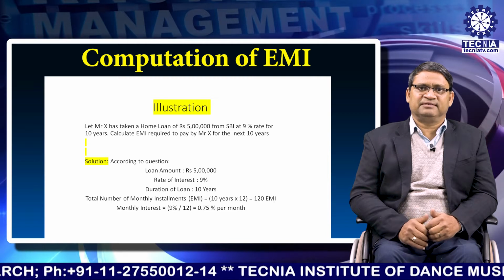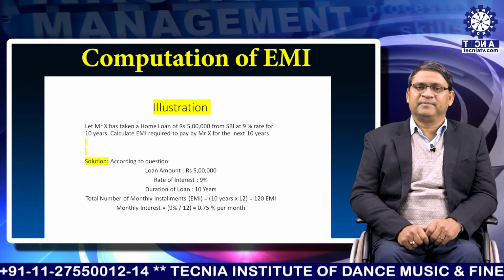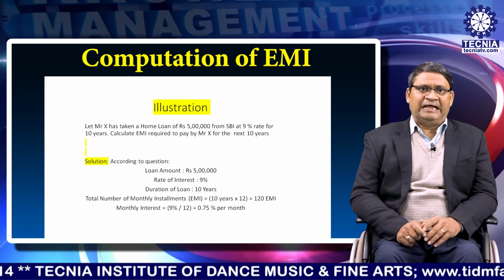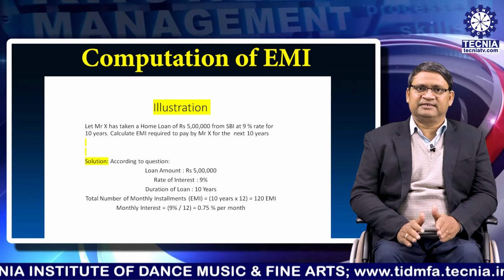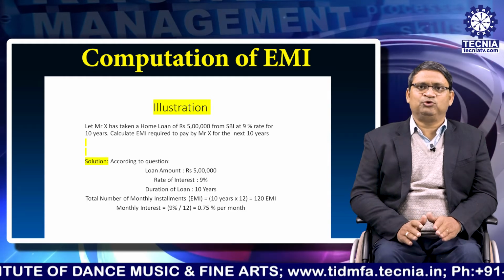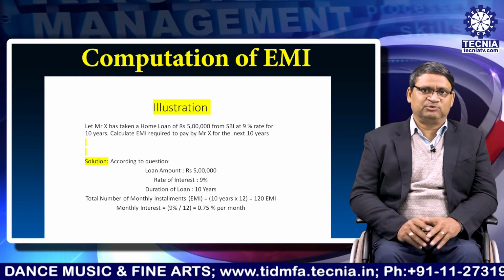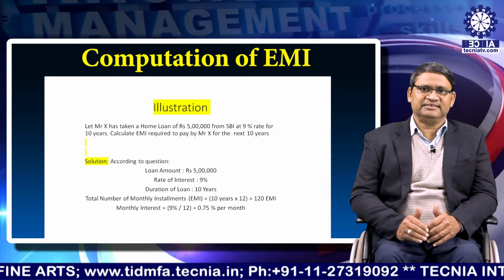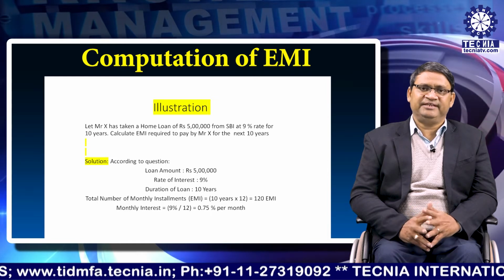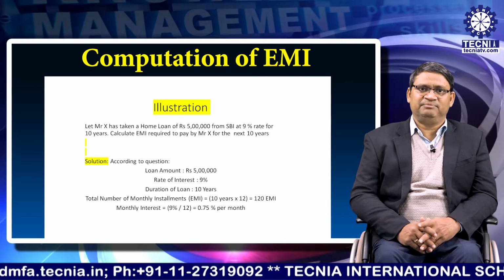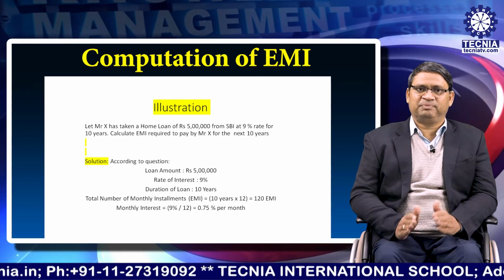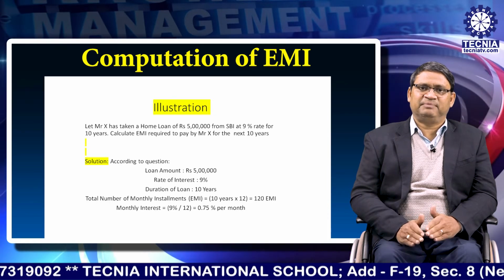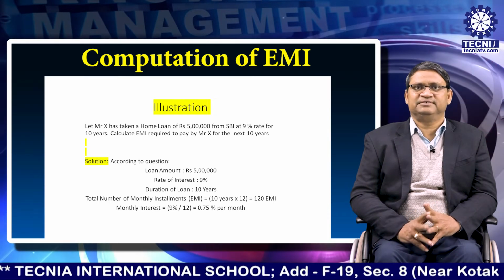Now, in this question, the loan amount is 5 lakh, the rate of interest is 9% and the duration of the loan is 10 years. And since we are calculating the EMI, that is monthly installment, we need to pay 120 EMIs, because every year we need to pay 12 EMIs multiplied by 10 years, which comes to 120 EMIs. And 9% is the interest per annum, and therefore the monthly interest will be 9% divided by 12, that is 0.75% per month.